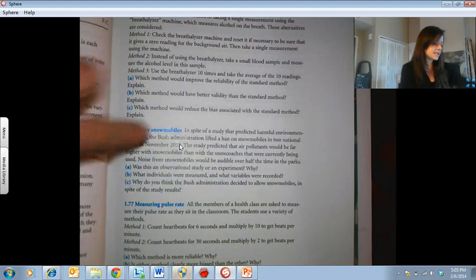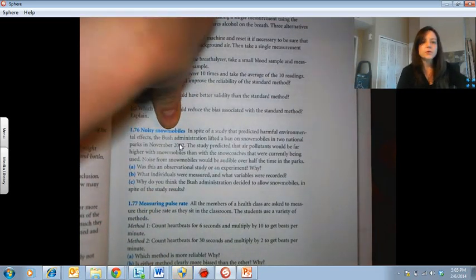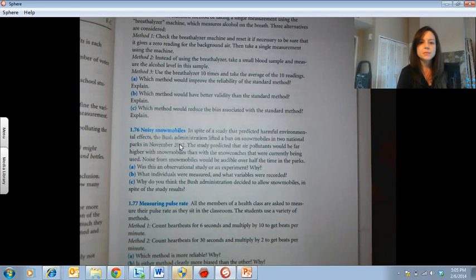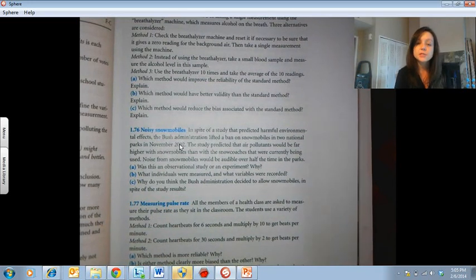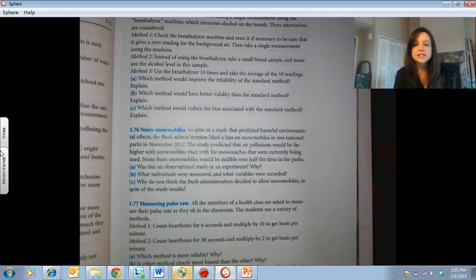1.76, noisy snowmobiles. In spite of the study that predicted harmful environmental effects, the Bush administration lifted a ban on snowmobiles in 2 national parks in November 2002. The study predicted that air pollutants would be far higher with snowmobiles than with snow coaches that were currently being used. I don't know what a snow coach is. Noise from snowmobiles would be audible over half of the time in parks.